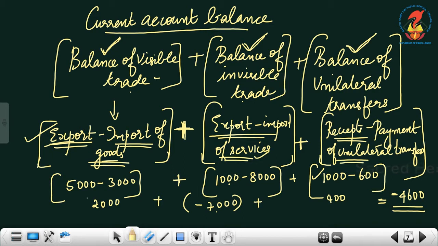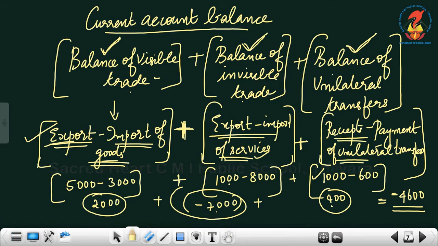So finally, adding all these three values: 2000 plus minus 7000 plus 400. 2000 plus minus 7000 will give you minus 5000, plus 400 will give you minus 4600. This is the value. So what you should understand from this is the current account balance.